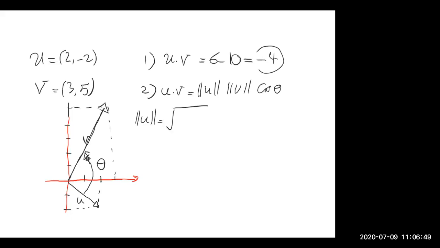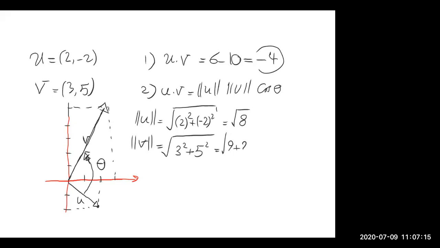Length of U is the square root of the sum of the components of U squared. So it would be 2 squared plus minus 2 squared, so 4 plus 4, which is 8. So it would be square root of 8. What about V? The length of V is the square root of the sum of the components of V squared. So it would be 9 plus 25. It would be 34, right?